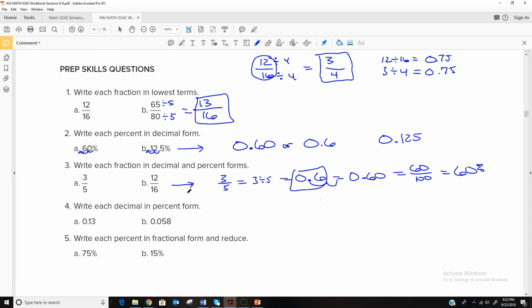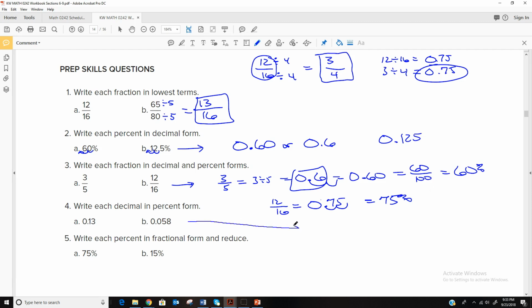And then 12/16, we already know from up here that's 3/4, and we do know it's 0.75 because we already did it. So 12/16 is the same as 0.75. So that's decimal form. And then if I shift the decimal 2 to the right, that's 75%. So 12/16 is 0.75 or 75%.